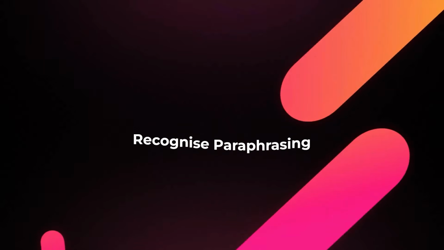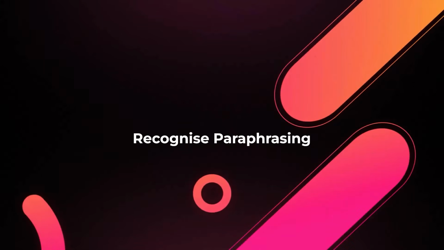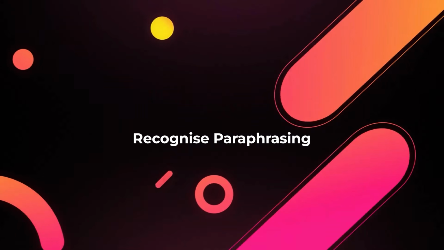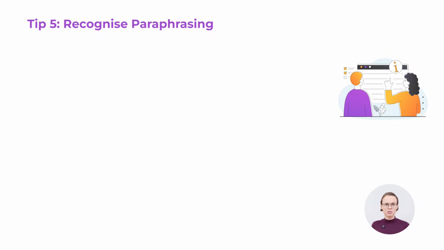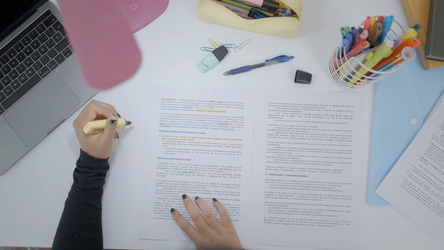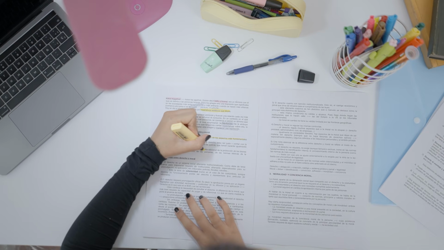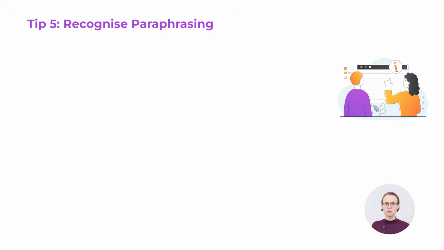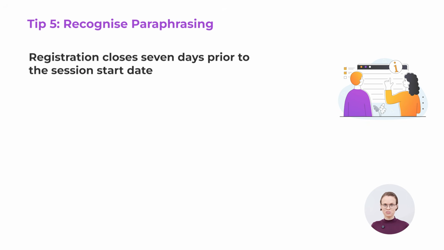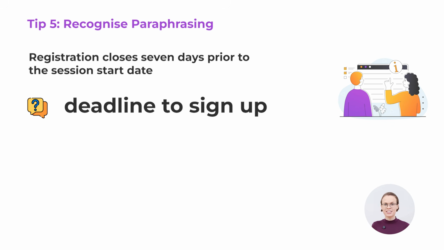Let's move on to tip number 5. Train yourself to recognize paraphrasing. The questions in part 2 will rarely use the exact same wording that appears in the diagram or the email. For example, the brochure might say, registration closes 7 days prior to the session start date. The question might ask about the deadline to sign up. The meaning is the same, but the words are different.